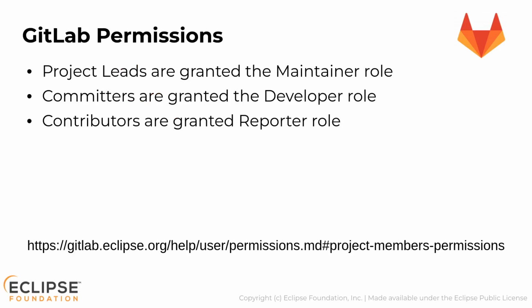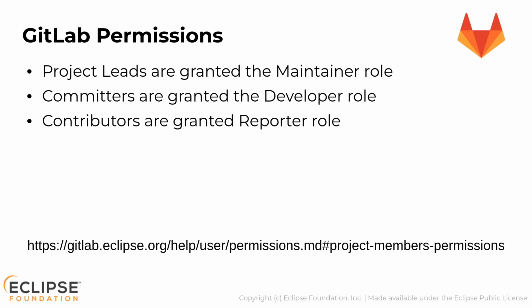Three teams are created for each GitLab group based on the corresponding project team's composition. All project leads are automatically added to the project leads team, which is granted the maintainer role on their project's GitLab repositories. When an individual is elected into the role of project lead, they are automatically added to the project leads team. Likewise, when a project lead is retired, they are automatically removed from the team.